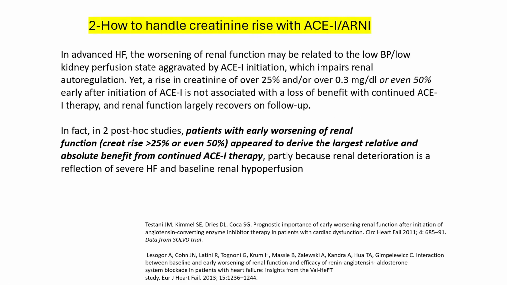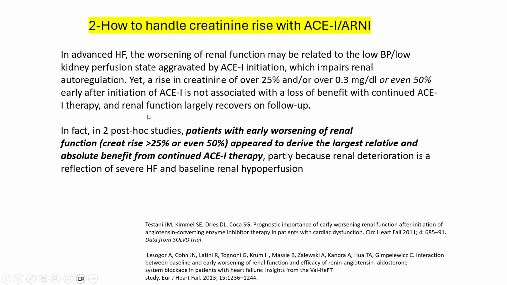Why? Because those who have worsening of renal function are those with the most severe heart failure and the most severe basal renal hypoperfusion. Those are the patients with the most exhausted autoregulation. ACE inhibitor breaks that autoregulation, but at the same time, ACE inhibitor improves outcome in those sickest patients with the most severe heart failure. And that's why eventually their mortality does improve the most with therapy.